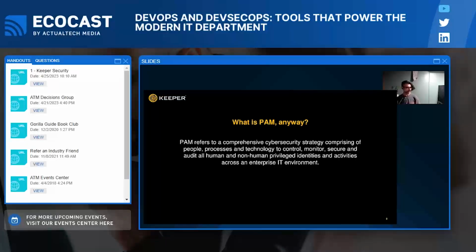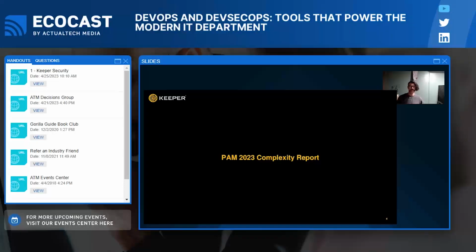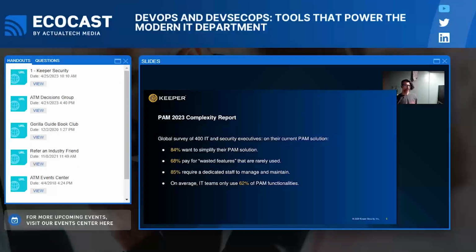PAM is not a product called PAM. And if there is one out there called PAM, then that's the one I'm getting. No, but really, we're going to get into PAM. Let's understand the 2023 PAM complexity report. It states that out of 400 IT and security executives and their PAM solutions, 84% of them want to simplify their PAM solution.